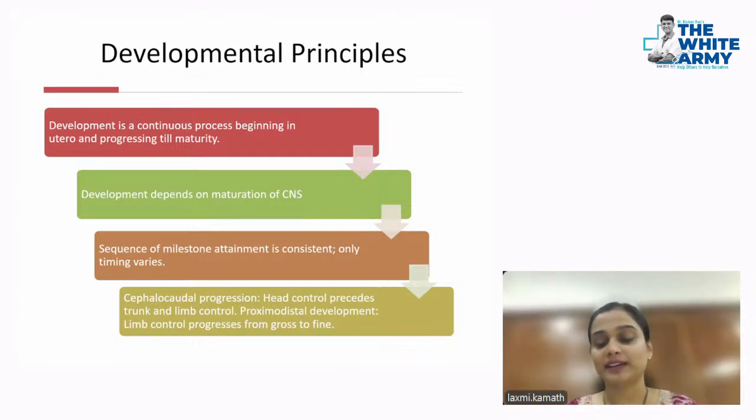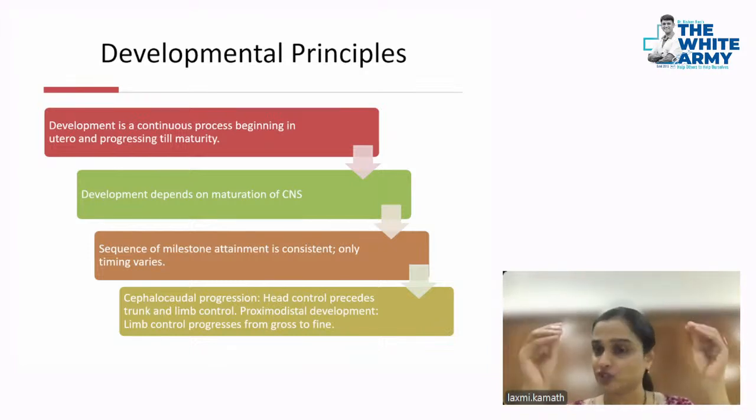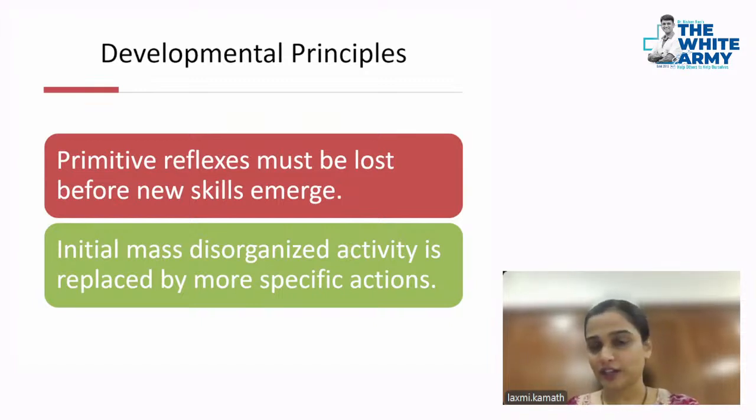Then there is the cephalocaudal progression. Just like growth, development also has cephalocaudal progression. That is, head control will always come first, followed by trunk control, because of which the child sits, and then the legs or the appendicular skeleton mature, because of which the child starts walking. Similarly, in an individual limb, the proximal control always comes first. That is why the child will have hand regard first and then a mature pincer grasp. So, proximal to distal development happens, along with the cephalocaudal progression. These are the 4 developmental principles.